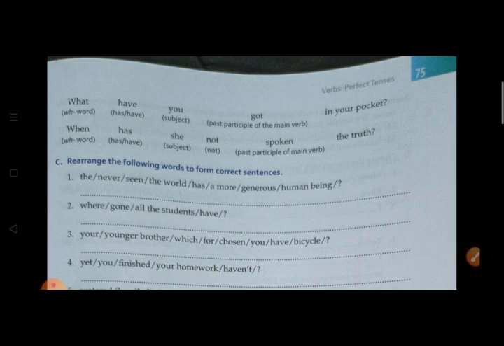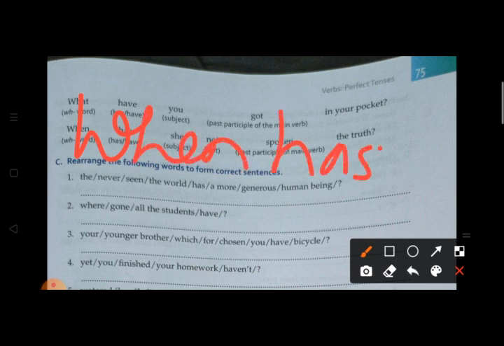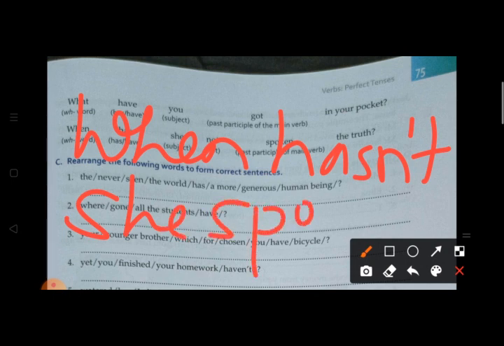And when has she not spoken the truth? Now instead of this you can also write, when hasn't she spoken the truth? Okay, that would also be right.